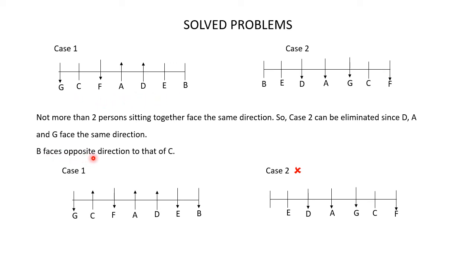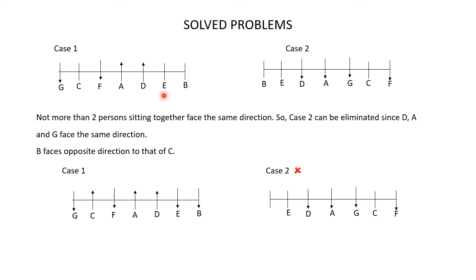It's given that B faces opposite direction to that of C. So C is here. Now supposing C faces south, then G, C and F will face south. And since 3 persons cannot face the same direction, C has to face north. Now if C faces north, then B faces opposite direction to that of C. So B will face south. So mark C facing north and mark B facing south in case 1.